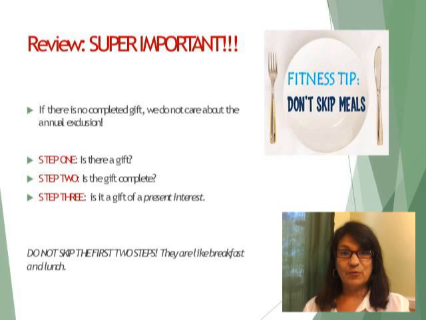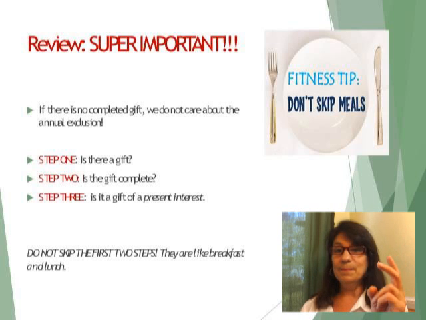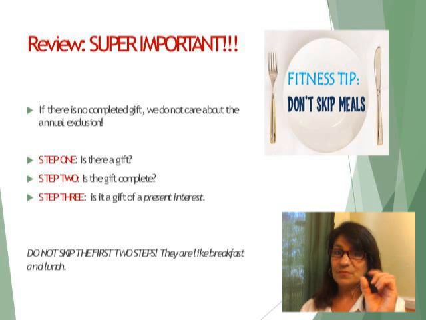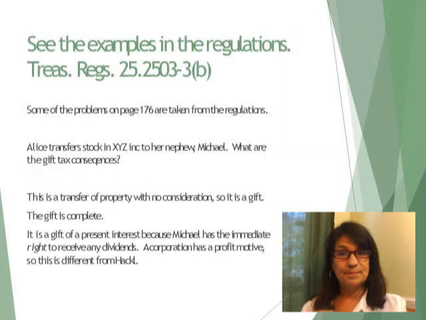Let's go back to the other format. Now, this is review. Here's that super important rule again. If we do not have a completed gift, we don't care about the annual exclusion. We don't care about present interest. So step one, is there a gift? Step two, is the gift complete? And step three, is it a gift of a present interest? Don't skip those other steps. That's like skipping breakfast. It's not healthy.